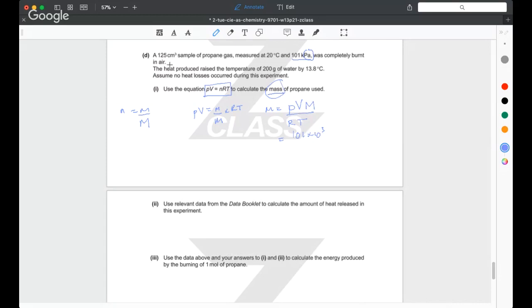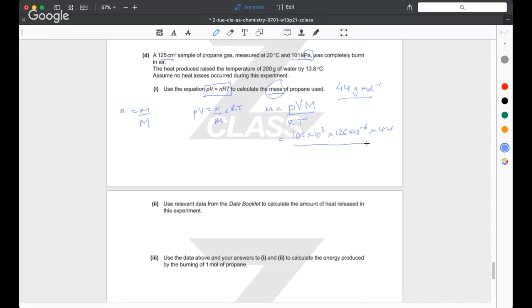Our volume, you see, is 125 centimeters cubed, but the SI unit for volume is meters cubed. And to go from centimeters cubed to meters cubed, you've got to divide by 1,000,000. So that's 125 times 10 to the minus 6. So that's our pressure, our volume, and our molar mass. If you work that out, that's 44 grams per mole. You can just work that out by adding up the values from the data book. So that's our molar mass for propane.